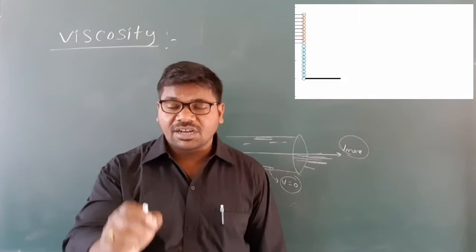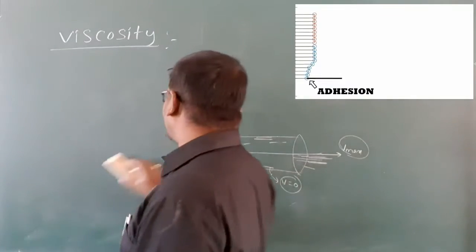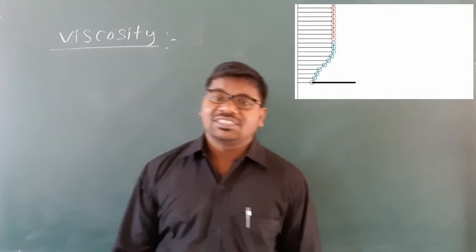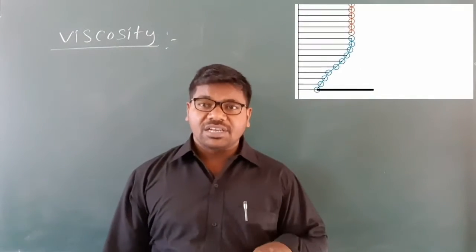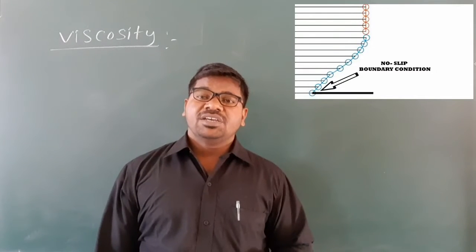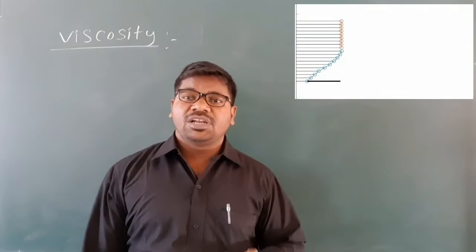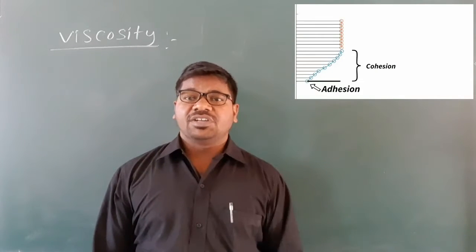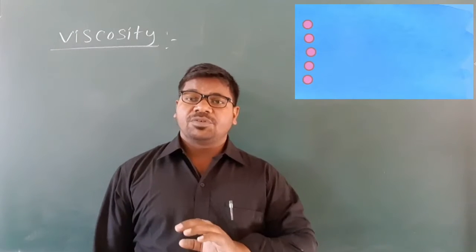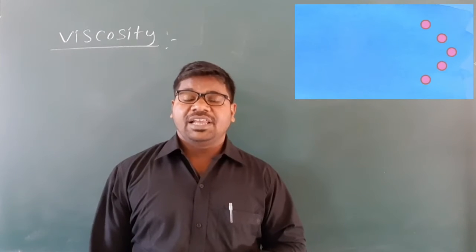That friction is called viscosity. What is viscosity? Viscosity is a type of friction between the layers of fluid, which opposes the relative motion between the layers of fluid. It is always opposed to the relative velocity of the fluid layers.